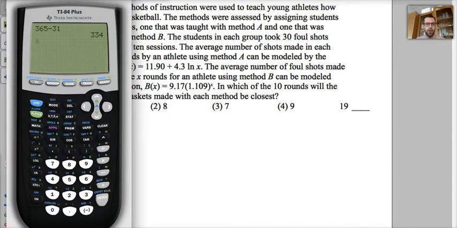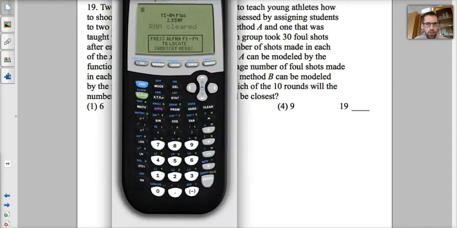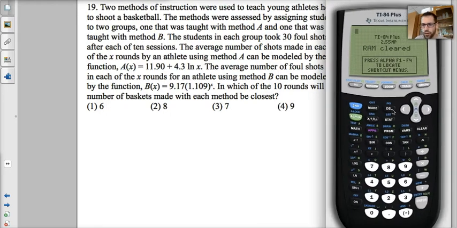Okay, so I'm going to graph them both so I can make a good comparison. So I should actually move my calculator here. Let's see if I can manage to do that. I think I actually just might open a new one. It's kind of oddly in the way. All right, so there's my calculator. I go into here and I'm going to graph them. So the method A is 11.9 plus 4.3 ln of x.